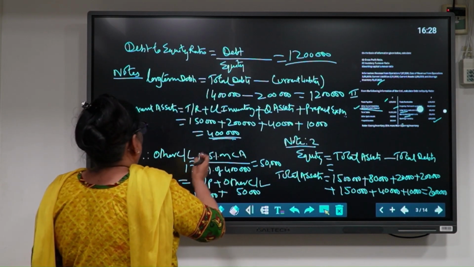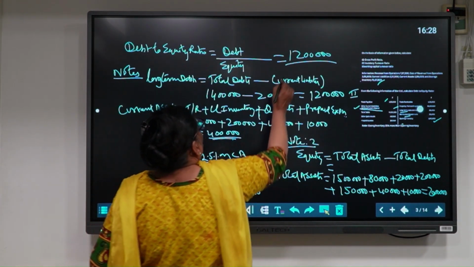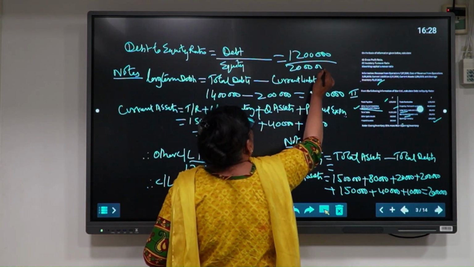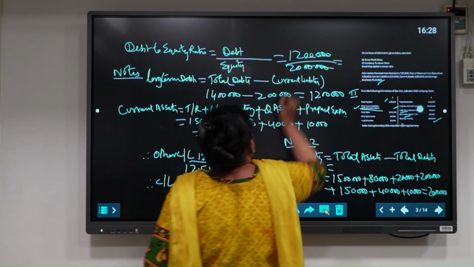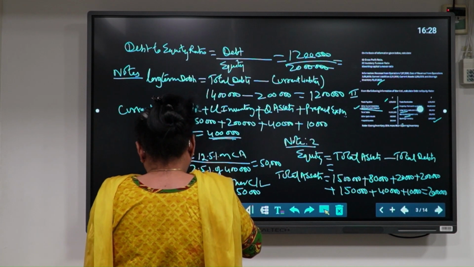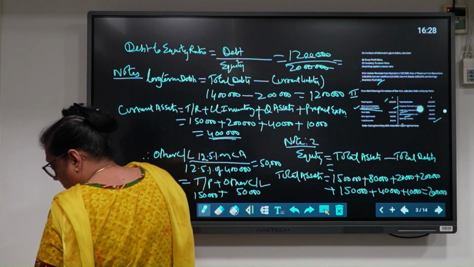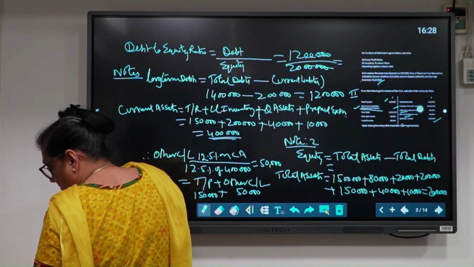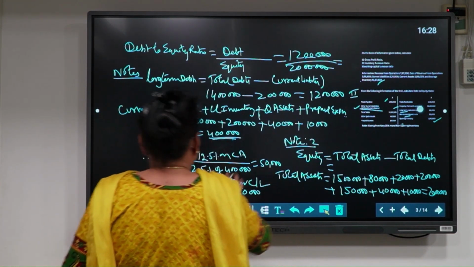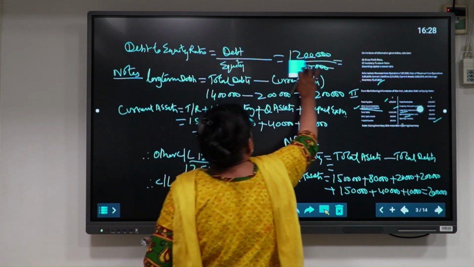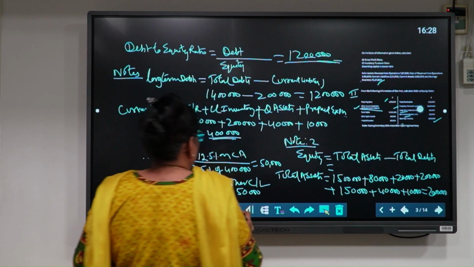Now what happened? How much did you get now? So 12 lakhs, divided by equity, your 20 lakhs. See the working. 12 divided by 20. How much do you get? 0.6. Wait. Oh, we have to subtract. Sorry, I directly took this. So we have to minus that. Equity we have to find out, no?